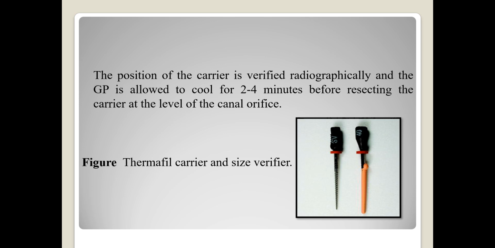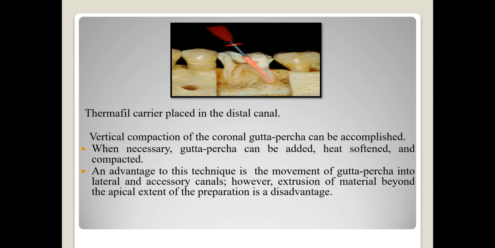This is a figure showing the Thermafil carrier and the size verifier. The Thermafil carrier is placed into the distal canal. Vertical compaction of the coronal gutta percha can be accomplished. When necessary, gutta percha can be added, heat softened and compacted.